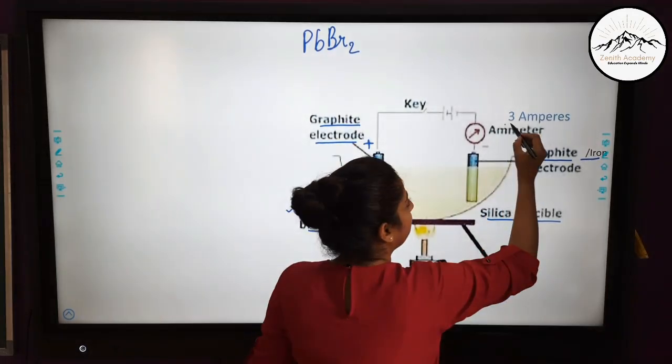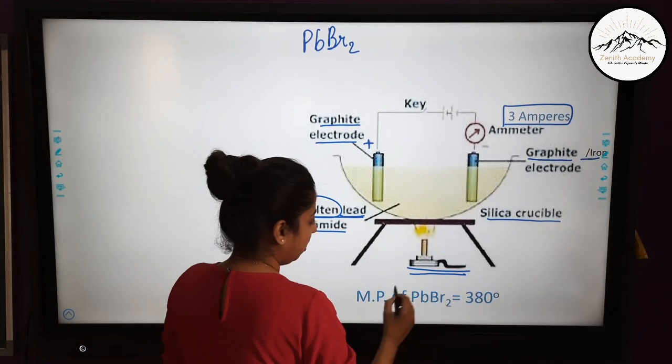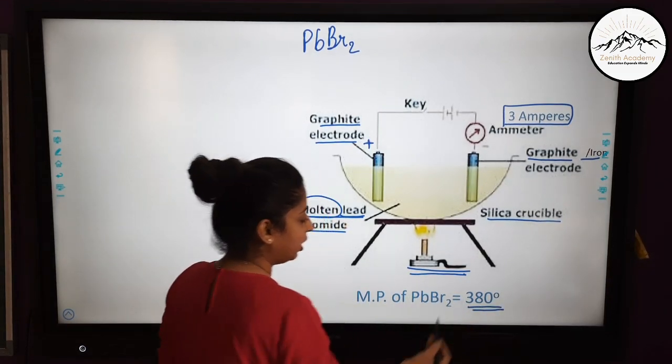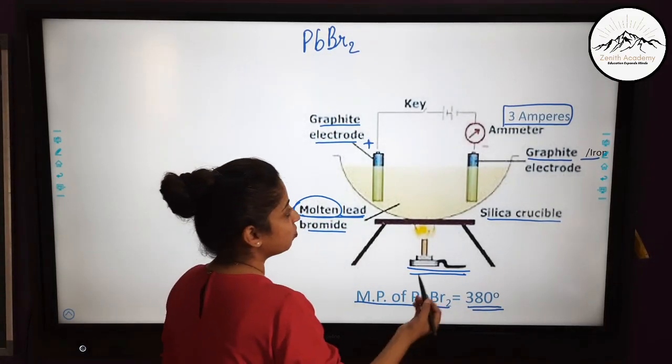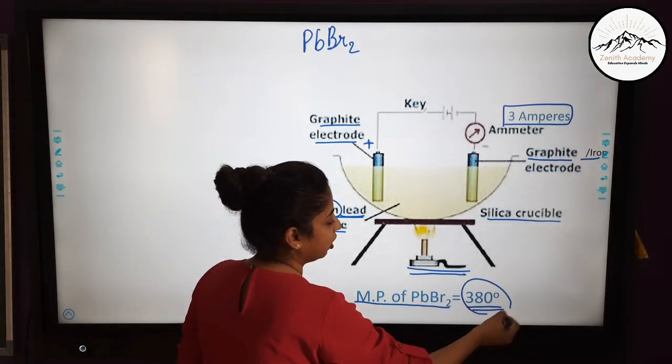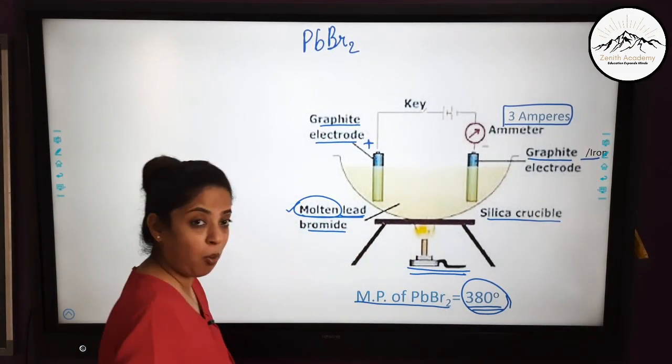So if we provide current of 3 amperes and we heat it at 380. Now why 380? Because the melting point of lead bromide is 380 degrees Celsius. That is why we have to heat it at 380 or above, so as to melt the lead bromide so that its ions are formed.